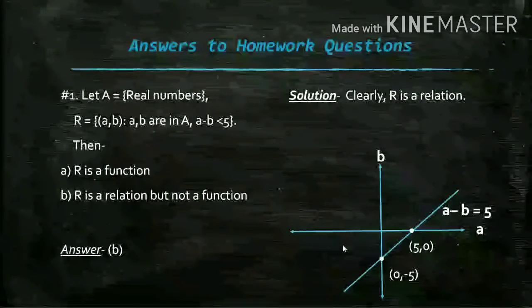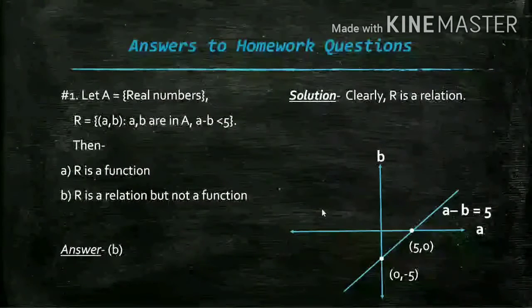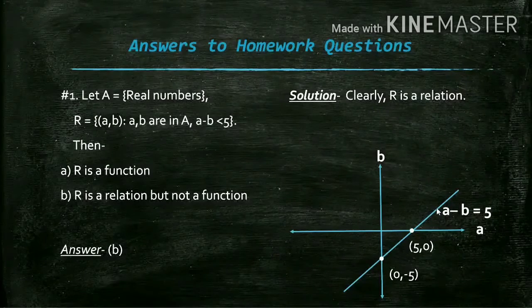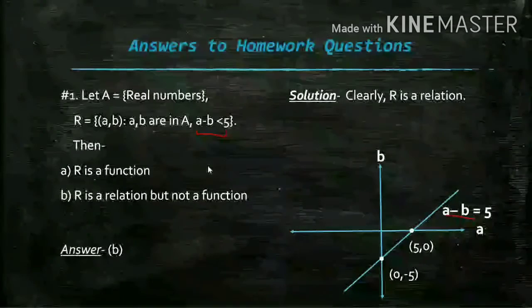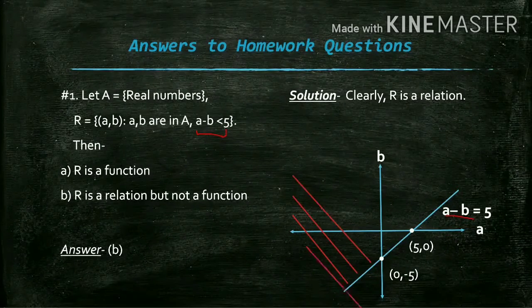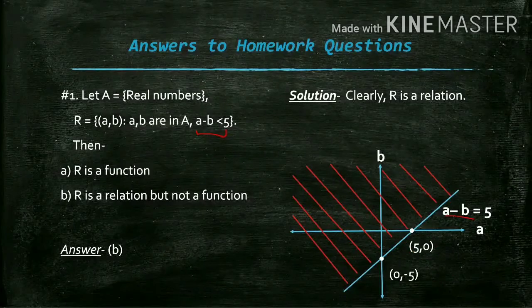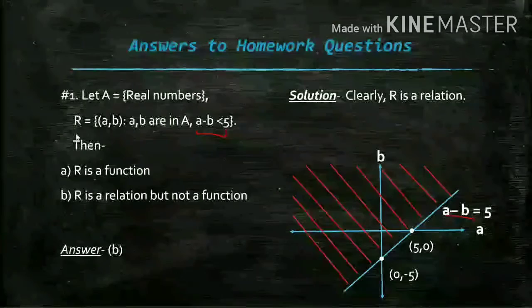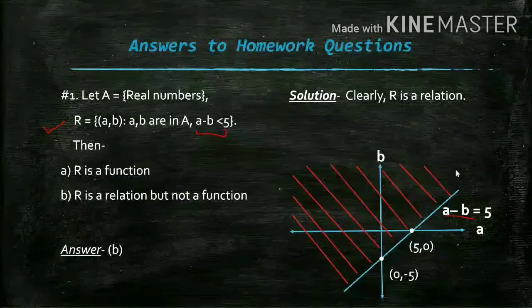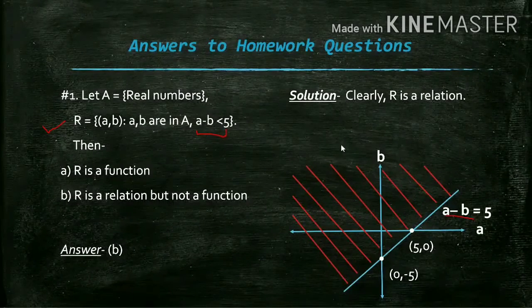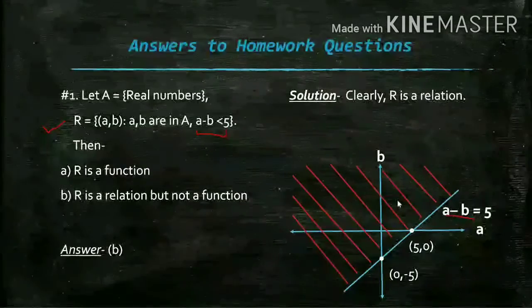So up till now we know that this is the region, the line and the region above this line a minus b equals 5, which we are looking for, which is basically this region a minus b less than 5, right? So let me just shade this region. It can be like this. So this R contains all the ordered pairs in this region. This is basically an infinite number of points. It's not limited to this only. It goes up to infinity over here and to here as well.